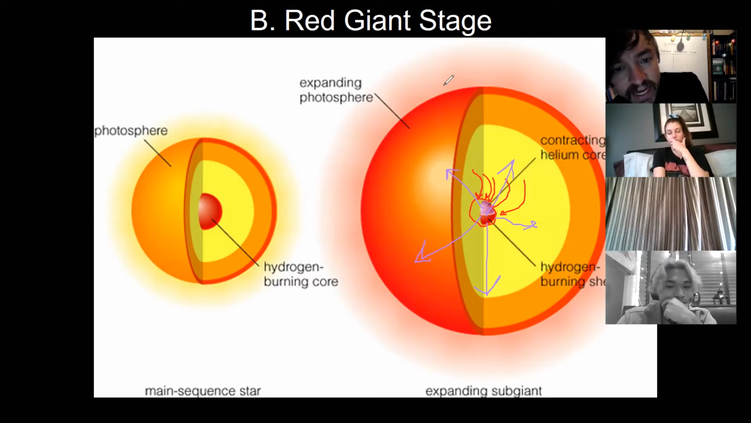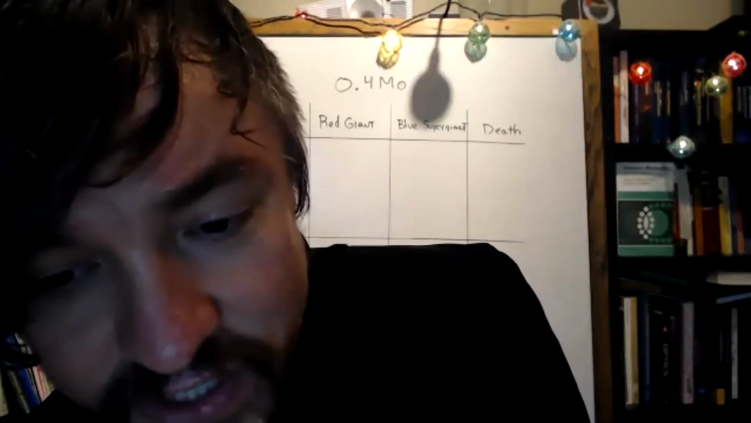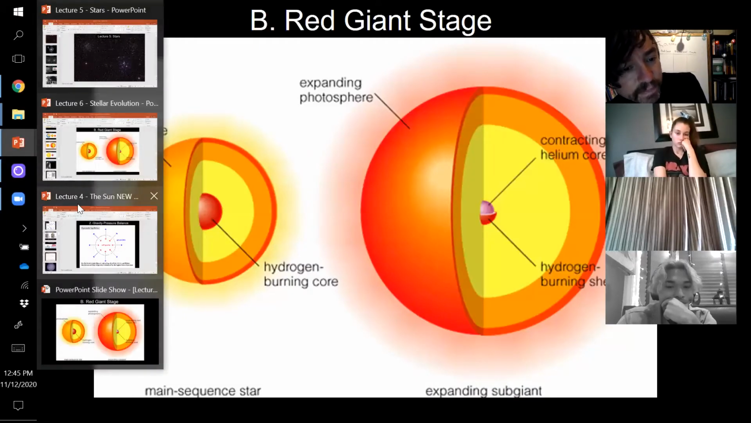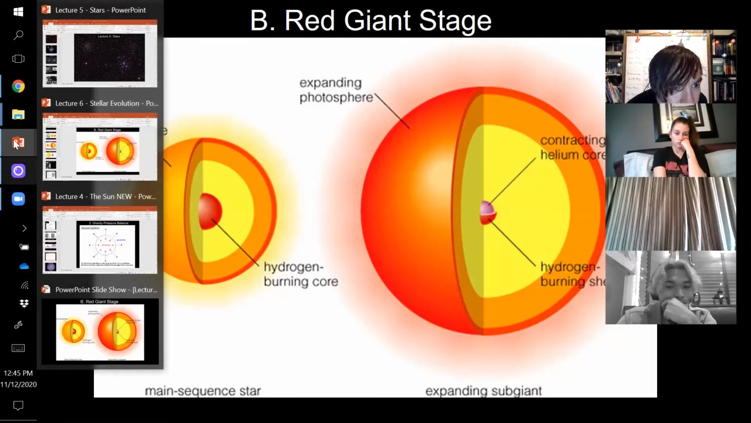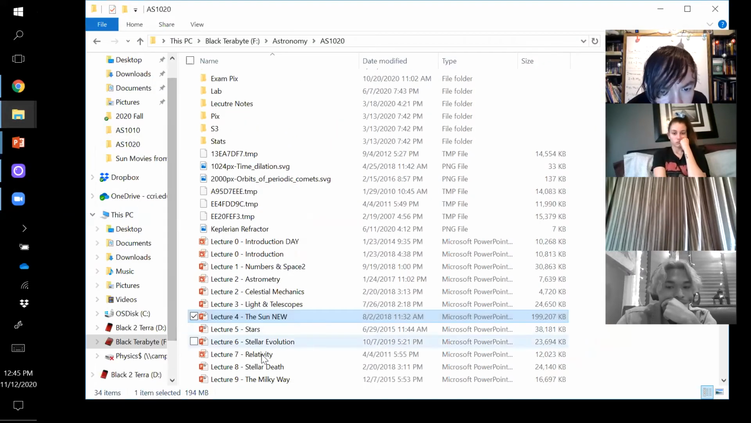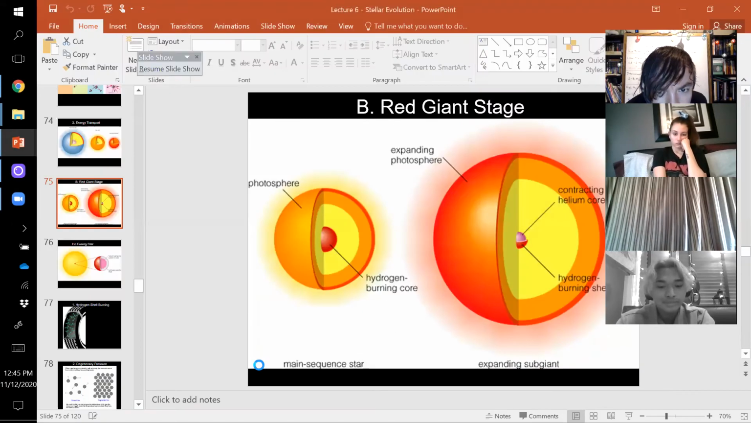As I've mentioned many times before, when our sun enters its red giant phase, its outer radius will swell to preposterous dimensions. I thought I had stellar death in here too. I must have closed it out.